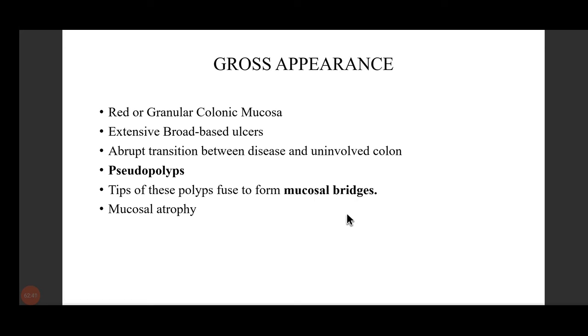Chalo, let's move ahead. Gross appearance. You'll see the mucosa is red and granular. Broad-based ulcers are seen, which are usually limited to the mucosa or submucosa. There is an abrupt transition between diseased and uninvolved colon. Pseudopolyps are seen, and the tips of these polyps fuse to form mucosal bridges. Let me show you in the next slide.